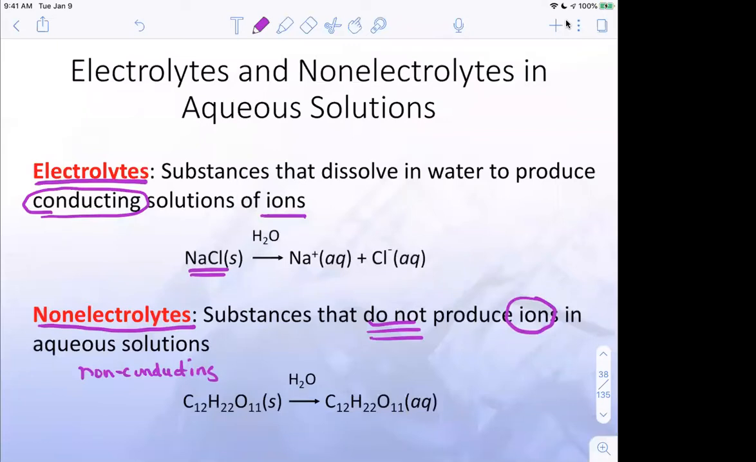This is sodium chloride, which is an ionic compound, and it dissociates into sodium cations and chloride anions. This is sugar, which is my molecular substance. And notice it dissolves, but I do not form ions. The entire intact molecule is dissolved in the water.